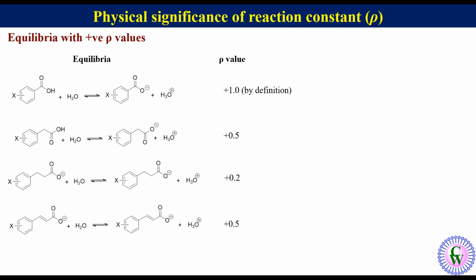We can see that the rho value decreases as the carboxylic acid moves away from the ring, suggesting that the susceptibility of the ionization of carboxylic acid to the polar effect of the substituent on the ring decreases as the carboxylic acid group moves away from the ring. In the fourth reaction, the rho value increases again as the C=C double bond is a better transmitter of electronic effect than a C-C single bond. For this ionization, the rho value is positive because there is generation of negative charge in the transition state. The magnitude is small as the negative charge is not able to delocalize into the ring.